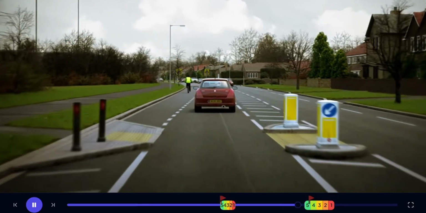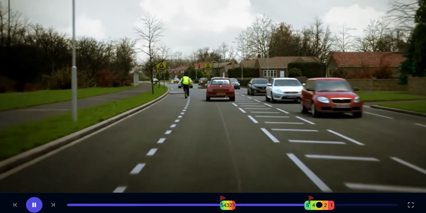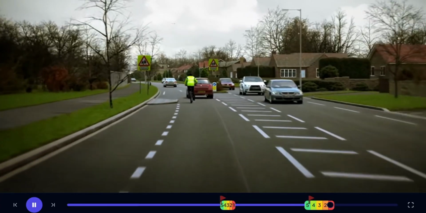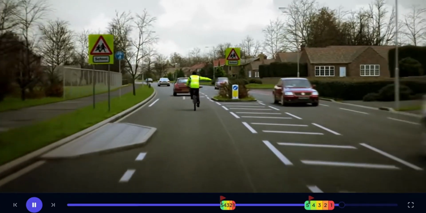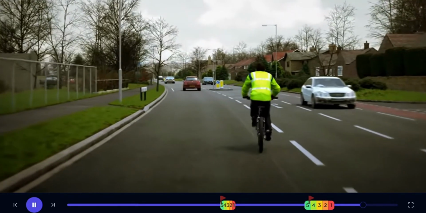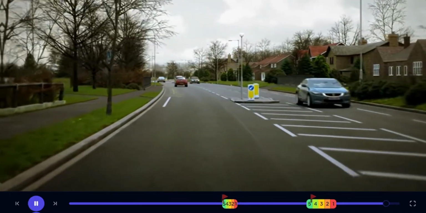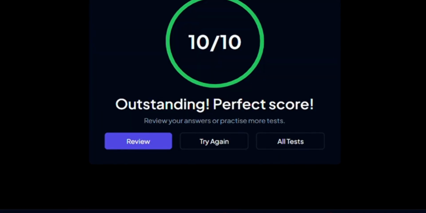Here comes our second hazard, the cyclist signaling with his arm to make a turn. As soon as he raised his hand, I clicked again. That was the right time to see and react because that's the point where I needed to reduce my speed or change direction to avoid any collision. Both hazards were recognized correctly and within the scoring window, meaning I would have earned full marks for both.